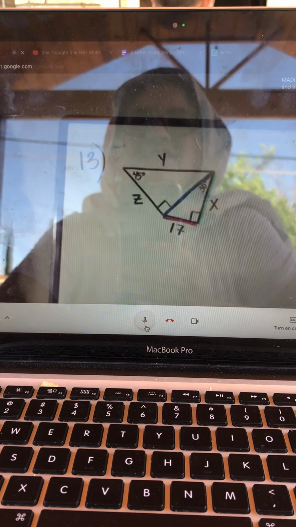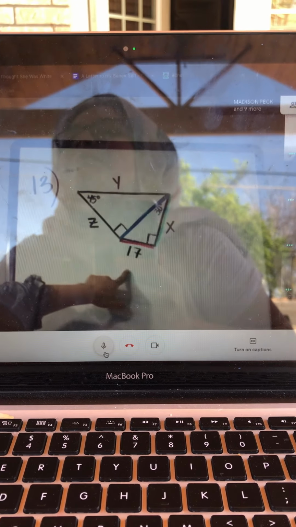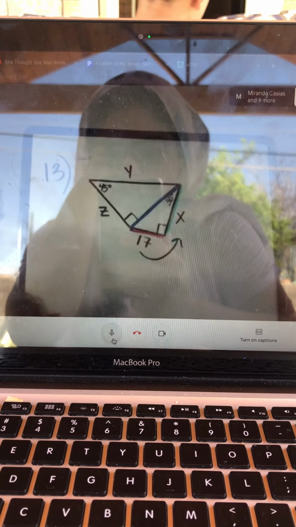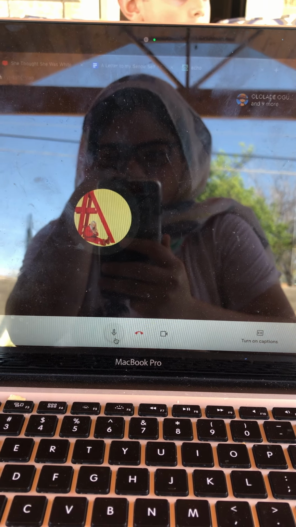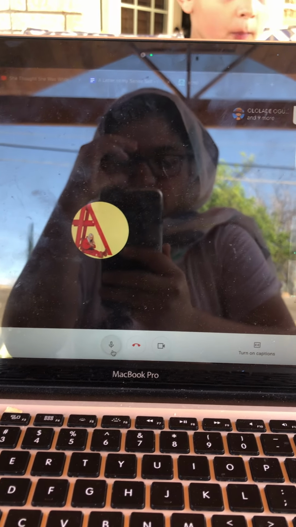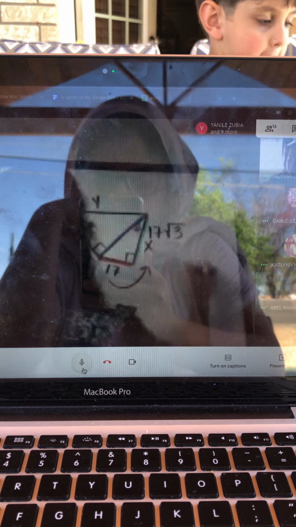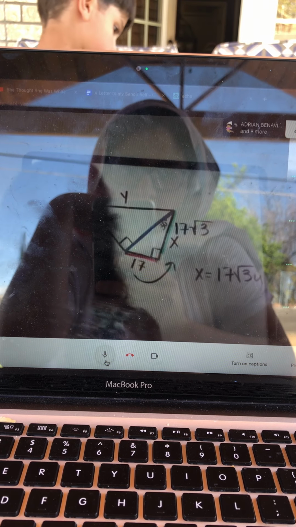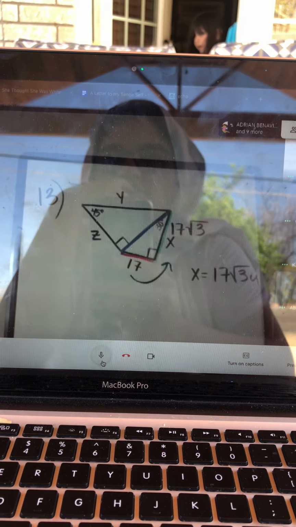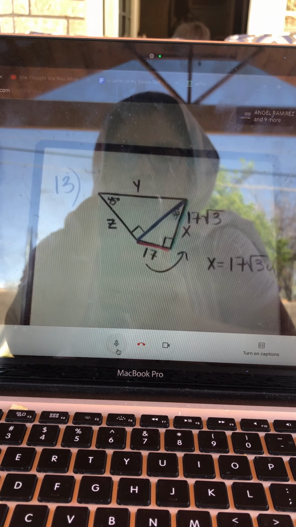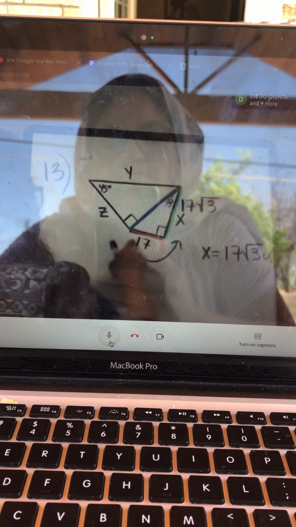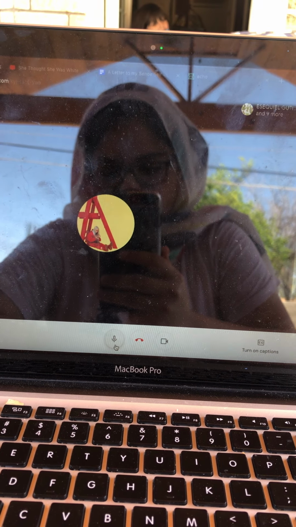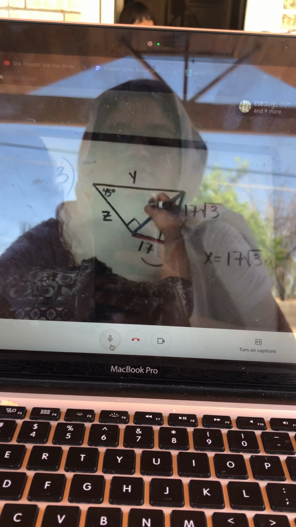Alright, so what do I do to the short leg to figure out the longer leg? You multiply by the square root of 3. There we go. So X is 17 square root of 3 units. That's all that is. What do I do to the short leg when I want to figure out the hypotenuse? You multiply it by 2. What's 17 times 2? 34.